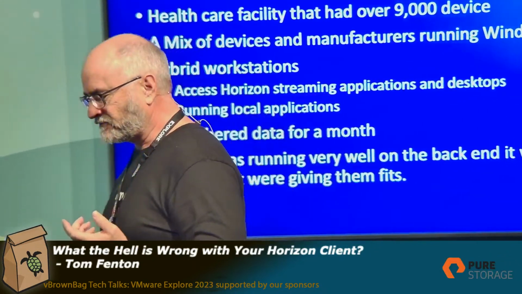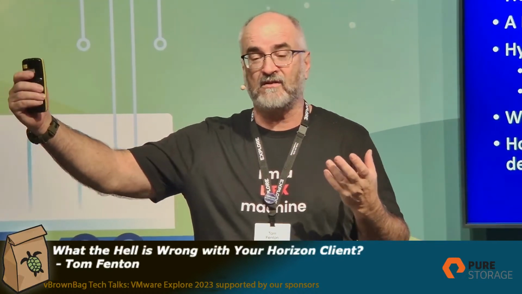And the first thing that we found was that they didn't really have problems with their Horizon desktops. They were actually running really, really good. It was the endpoint devices that they were connecting to that was causing the problem. We sat there, we gathered data for about a month. They were interesting because they ran some local applications, and then they used the Horizon native client on Windows to access streaming applications and virtual desktops when they needed to.